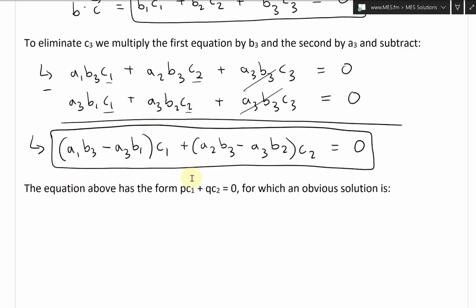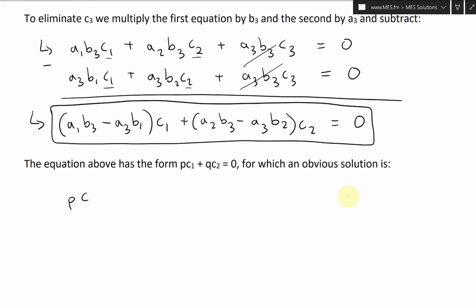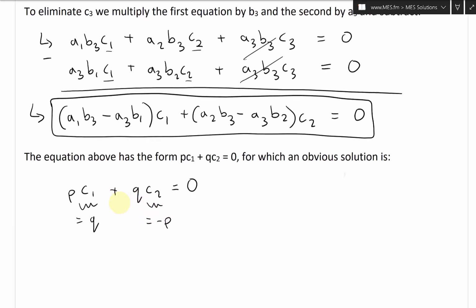So the equation above has the form P, we'll call this P, times C1 plus Q, this one in the bracket is Q, times C2 equals 0, for which an obvious solution is, and let's just write this down so it's easier to solve this. So PC1 plus QC2 equals 0. Then we have to cancel this out, and one way is if C1 is equal to Q, and C2 is equal to negative P, then we're just going to have PQ minus PQ. So this will cancel, equals 0.